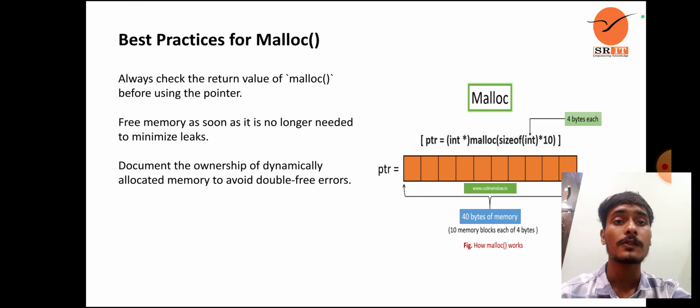Best practices for malloc. Always check the return value of malloc before using the pointer. Free memory as soon as it is no longer needed to minimize leaks. Document the ownership of dynamically allocated memory to avoid double free errors. Moving to next slide.